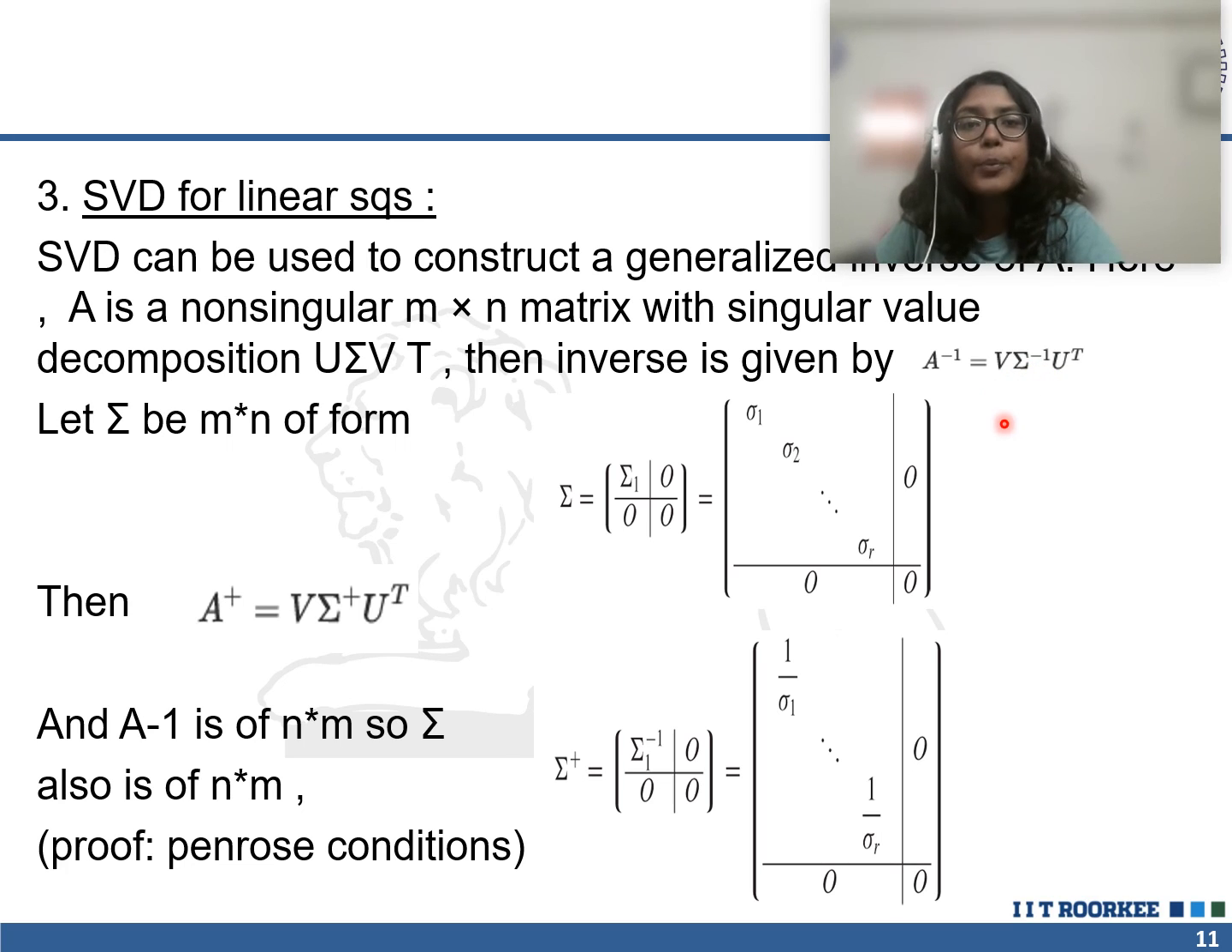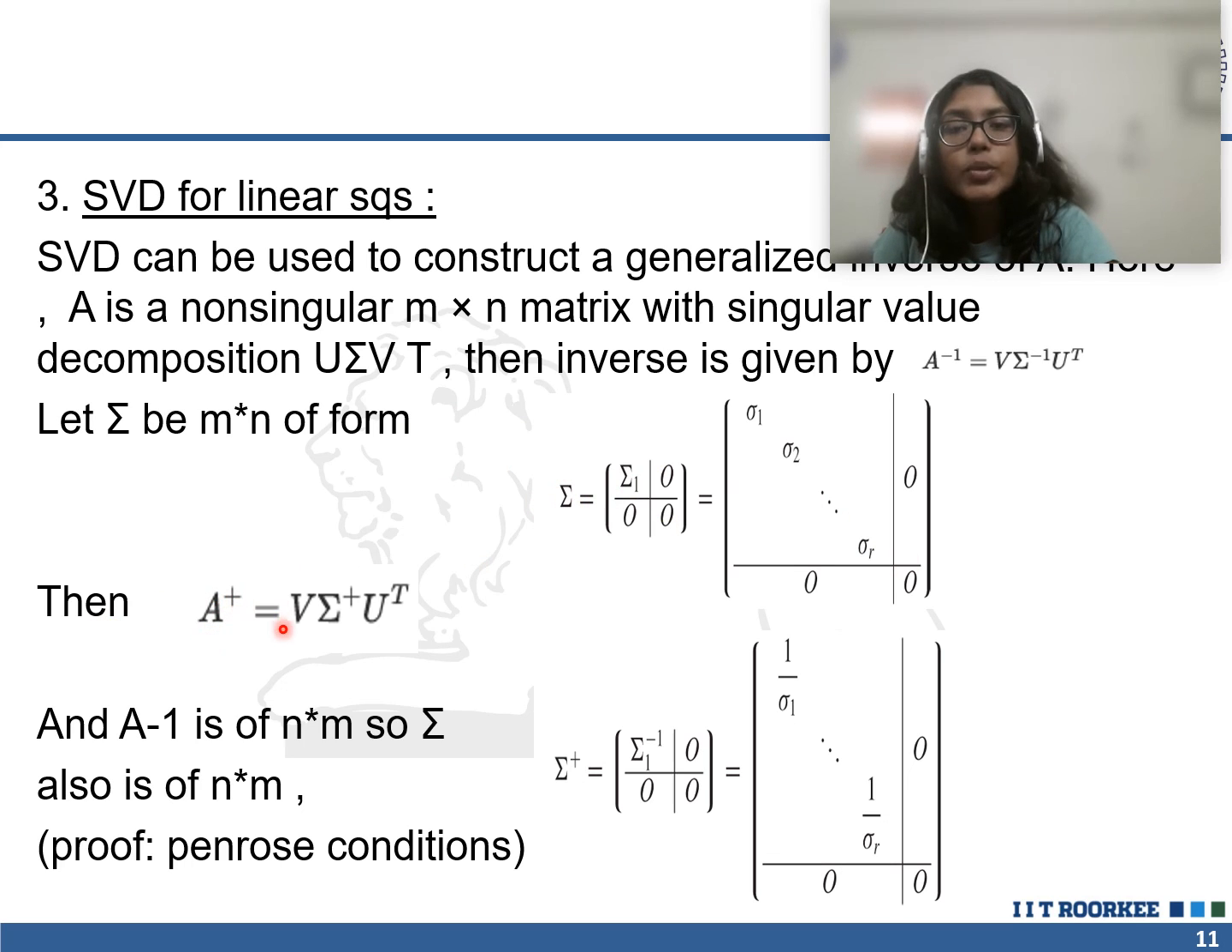The proof of this is beyond the scope of what we discussed till now. It is verified and proved using the Penrose four equations, so let's not discuss that and keep it for now. Let sigma be of M into N form, sigma 1 0 0 0, where sigma 1 contains sigma 1, sigma 2, and so on up to sigma r. These are the singular values of the matrix.